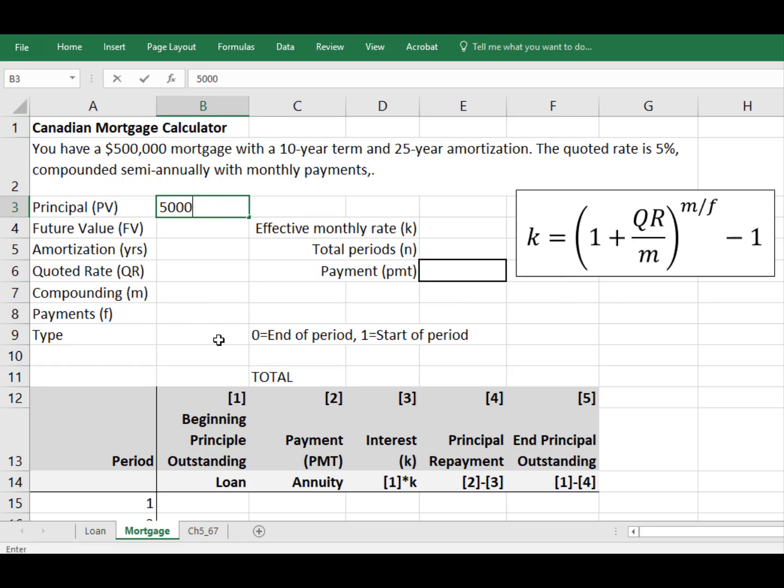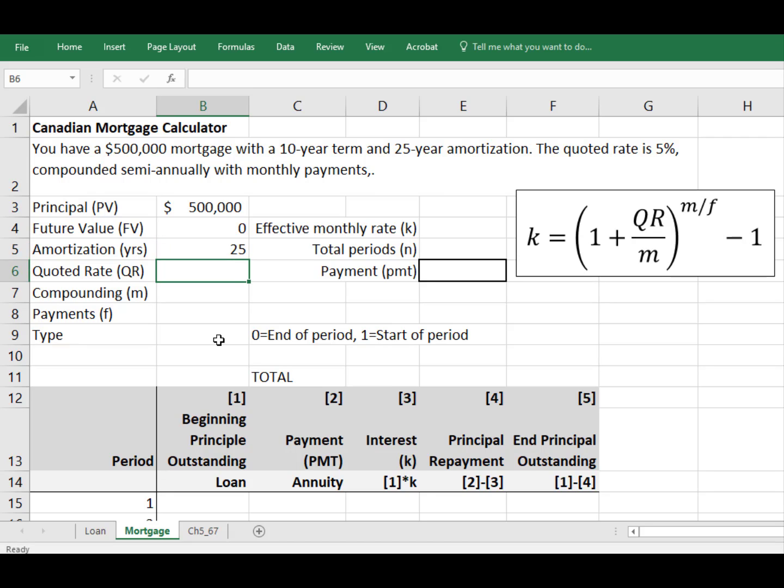We have $500,000. The future value of our mortgage at the end is going to be at the end of 25 years, not at 10 years. So we're looking at the end of the amortization period. It's going to be $0. We're looking at the number of years, 25. In a moment, we're going to calculate the number of payments.